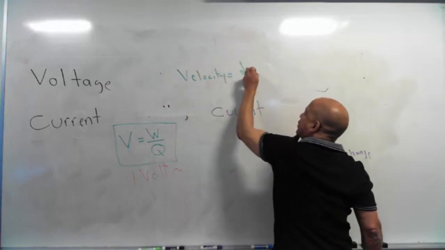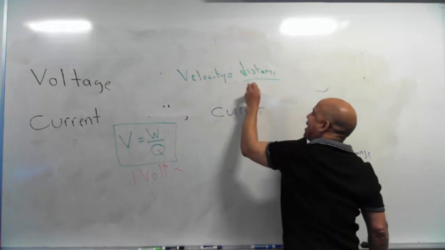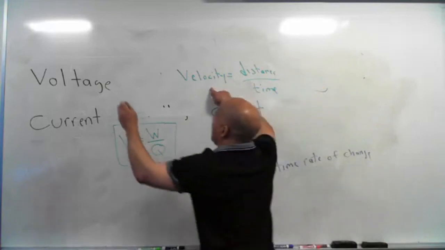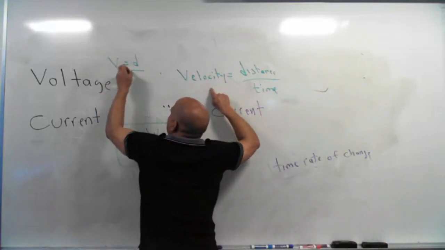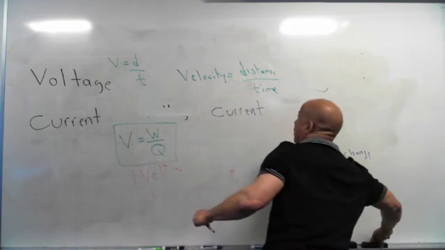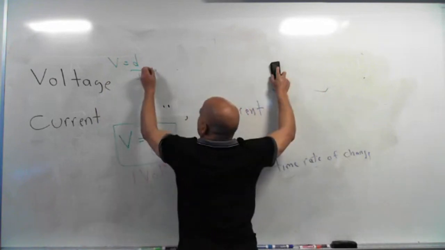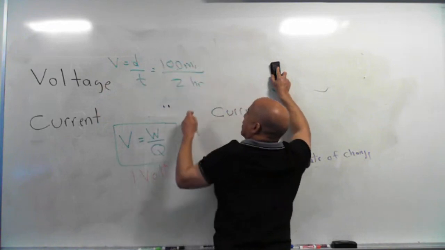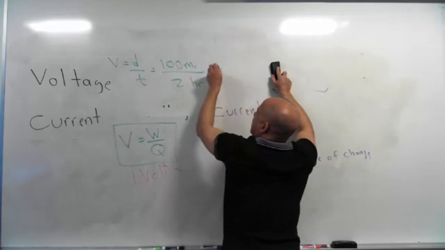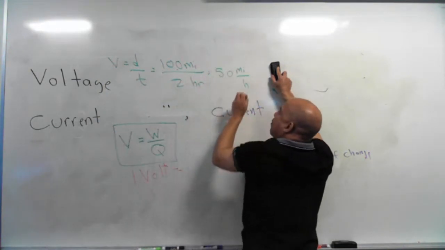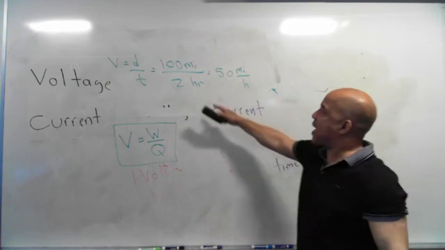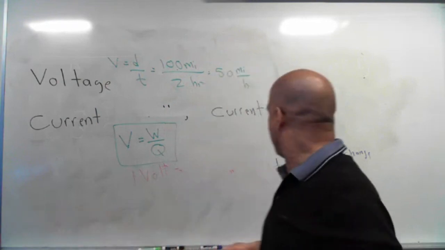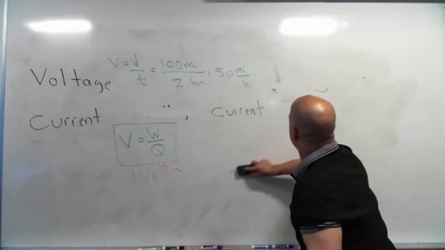Velocity equals distance over what? Time. So velocity is a time rate. That means something's moving. So I can say that V equals distance over time. So you might say, all right, well, if I travel 100 miles in 2 hours, then my velocity or speed would be 50 miles every hour, approximately. So that's a time rate. Well, in physics, anytime you divide by time, it's a time rate. It means something's moving. And so current is a time rate.